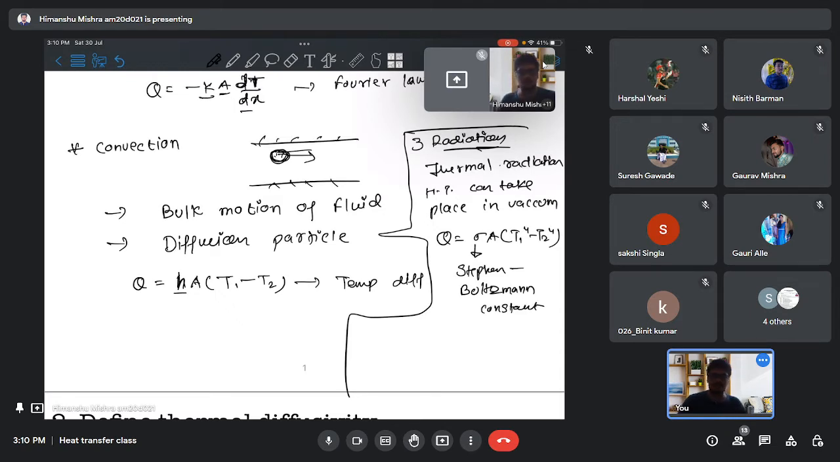So here we revise three modes of heat transfer, which is conduction, convection, radiation. There are various examples where these three modes can together be present in the heat transfer problem. It is not necessary that only one of these modes can be responsible for the heat transfer.